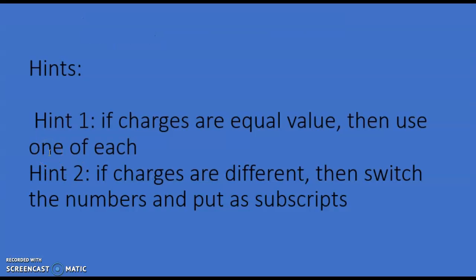One more thing. If the charges are of equal value, then you don't really write anything. So let's say you've got Al +3 and P -3. We have a +3 and a -3, so you don't write anything. So the chemical formula would just be AlP.